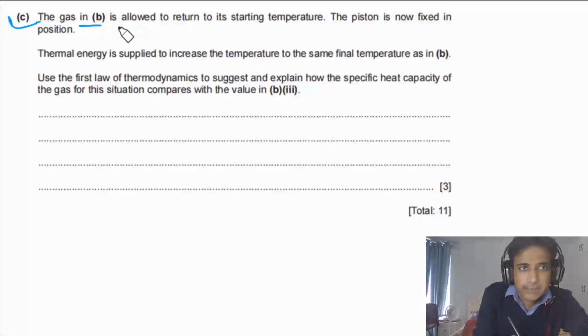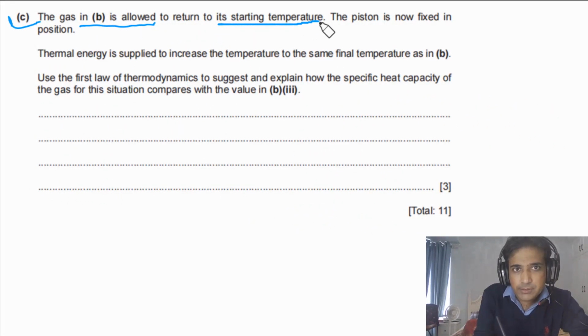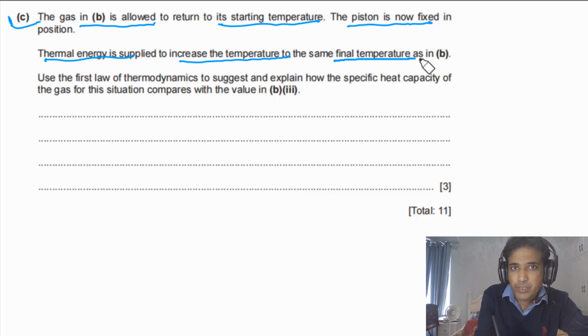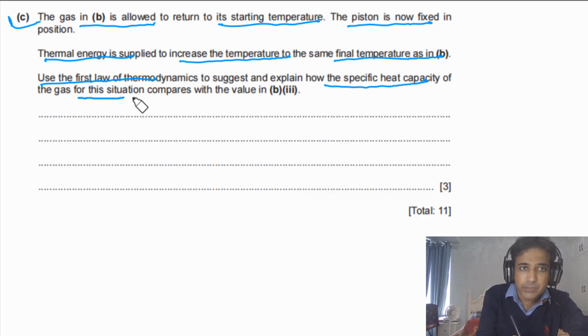Part C says the gas in B is allowed to return to its starting temperature. The piston is now fixed in position. Thermal energy is supplied to increase the temperature to the same final temperature as in B. Use the first law of thermodynamics to suggest and explain how the specific heat capacity of the gas for this situation compares with the value in part B.